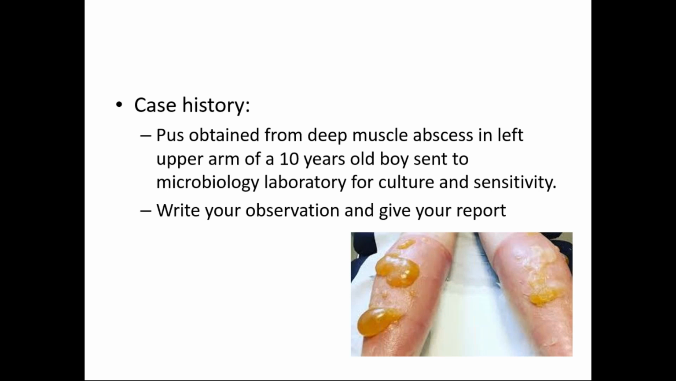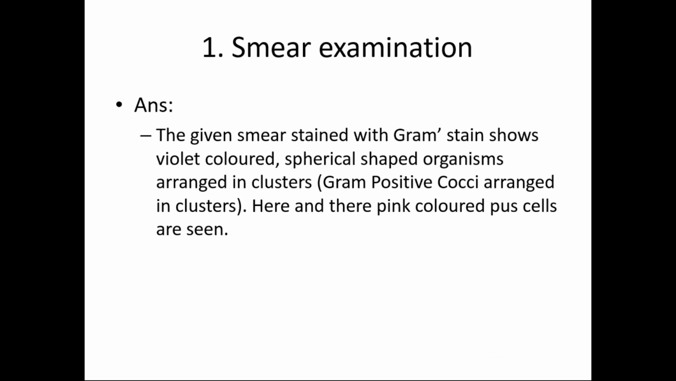The first step when there is growth on the culture media is to perform Gram stain and note what you got. Gram stain answer: the given smear stained with Gram stain shows violet colored spherical shaped organisms arranged in clusters. Here and there, pink colored pus cells are seen. The sample is pus, so pus cells will be there, and the pus cells are pink in color.